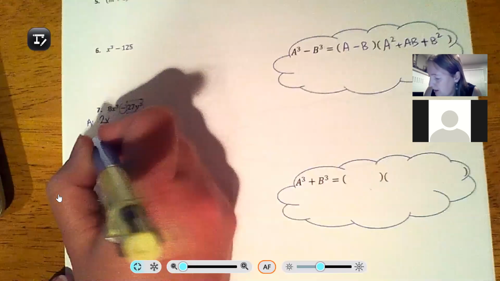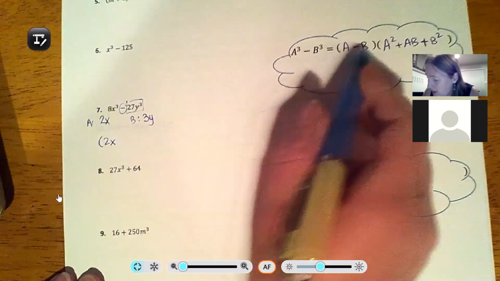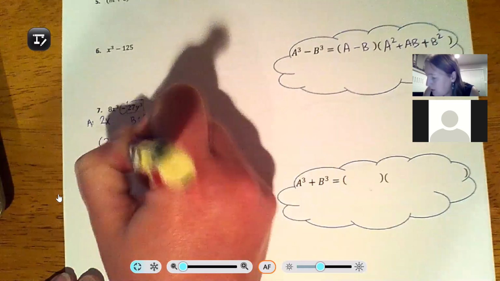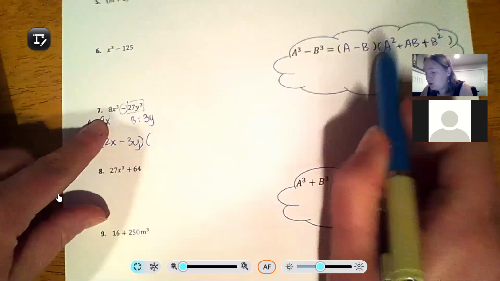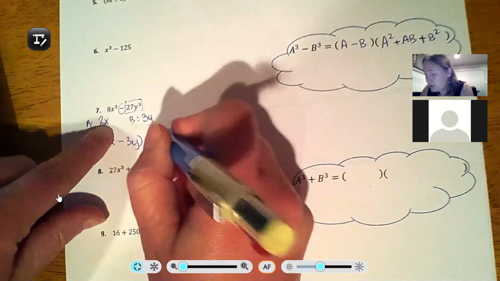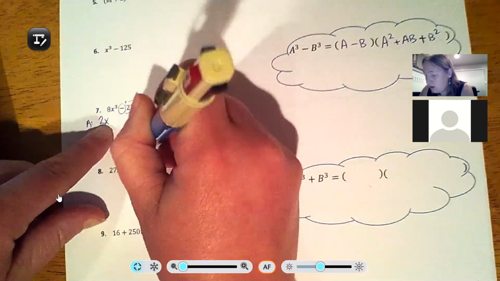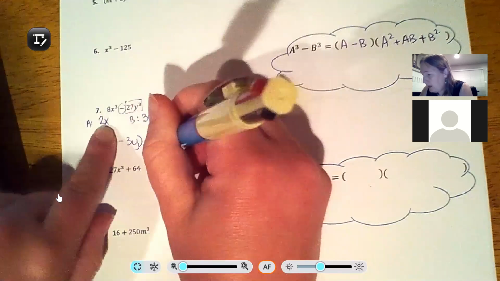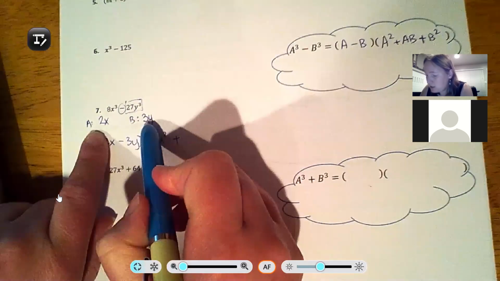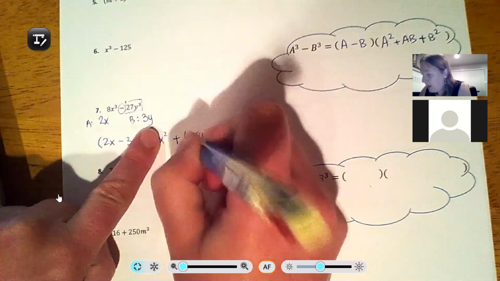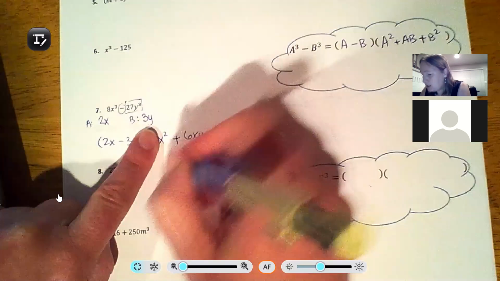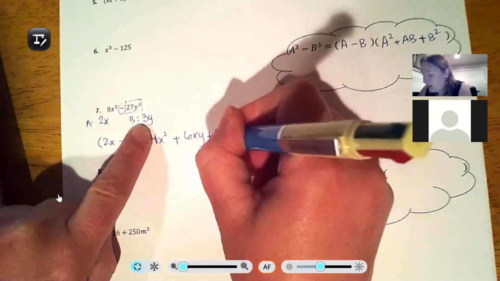So 2x is my a, minus my b, which is 3y. Now I'm going to square this. So 2 times 2 is 4. x times x is x squared. And then I'm going to add my a times my b. So that's 6xy. And then I'm going to add my b squared. So it's going to be 9y squared.